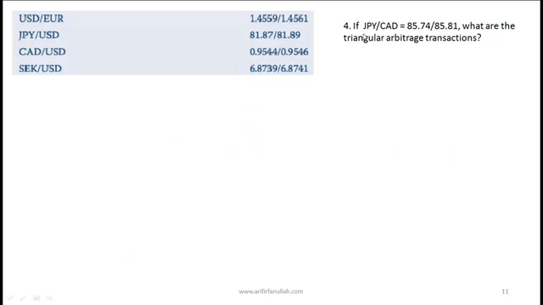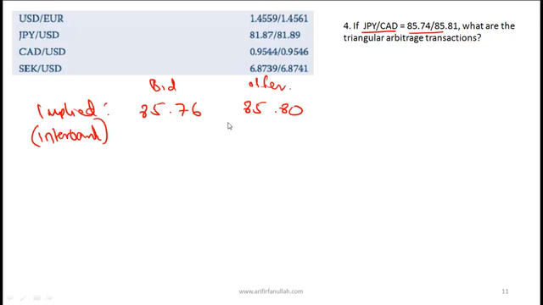Now another example, so this is part 4 of example 1. Japanese yen to Canadian dollar, you are given this rate. What are the triangular arbitrage transactions? As we calculated in question 2, the implied cross rate in the interbank market is 85.75, which is the bid, and 85.80, which is the offer.